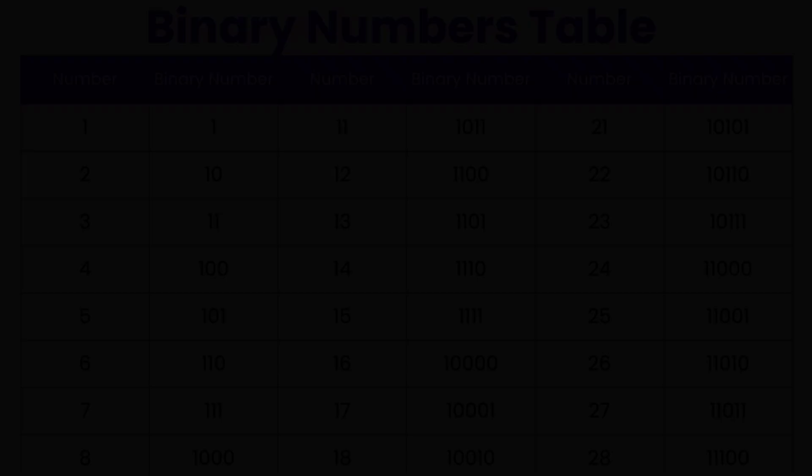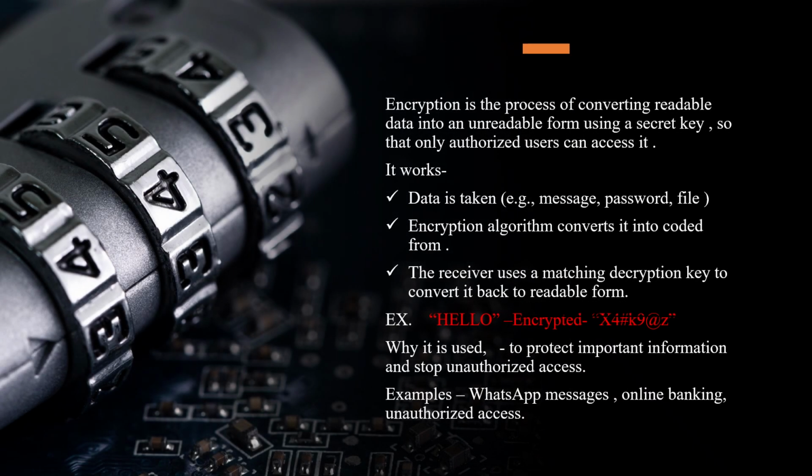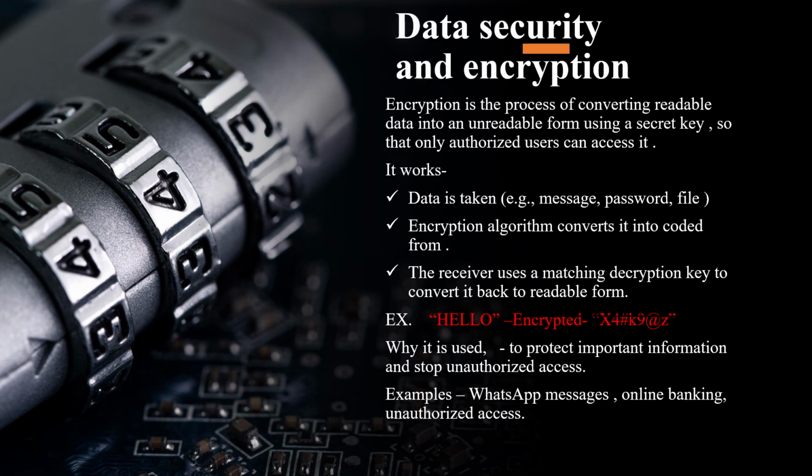Data security and encryption. Encryption converts readable information into unreadable code. Only someone with the correct decryption key can read the original information. And encryption is widely used in online banking, messaging apps, and password protection to keep data secure.